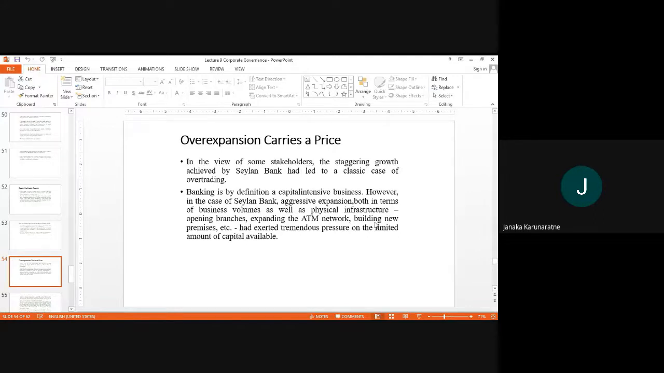Banking is by definition a capital-intensive business. However, in the case of Ceylon Bank, aggressive expansion both in terms of business volumes as well as physical infrastructure, not just the business volumes. It's not just the lending, but physical infrastructure. Opening of branches, expanding of ATM network, building new premises, had exerted tremendous pressure on the limited amount of capital available. You see? Now, usually the banks expand by the business, but here it's not just the business, it's physical infrastructure beyond their capacity.